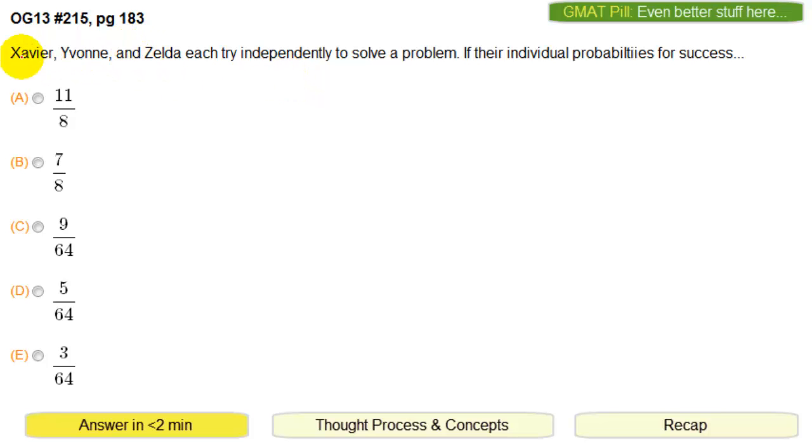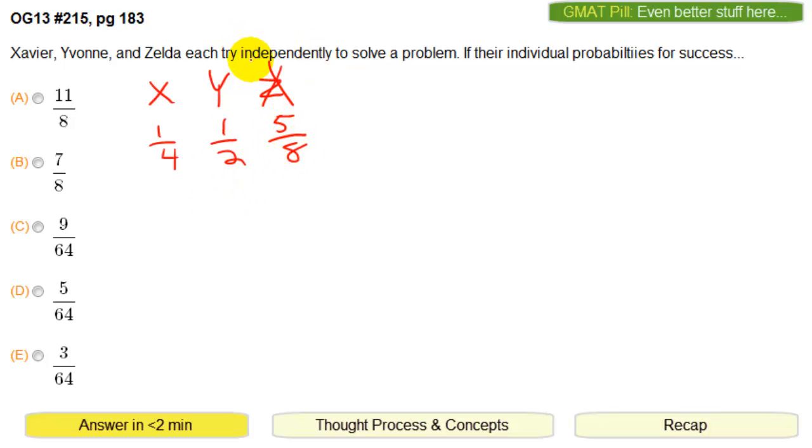Okay, so three people, X, Y, and Z, independently solve a problem. They each have a different probability of success. And the question is asking, what is the probability that X gets it right, Y gets it right, but Z does not get it right? So we have different probabilities of success. The X we're given is 1/4, the Y is 1/2, and the Z is 5/8.